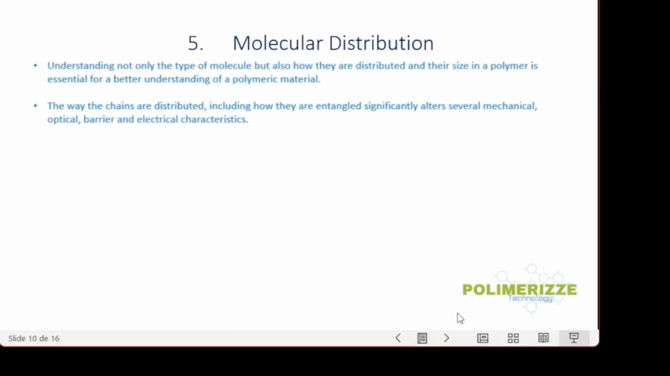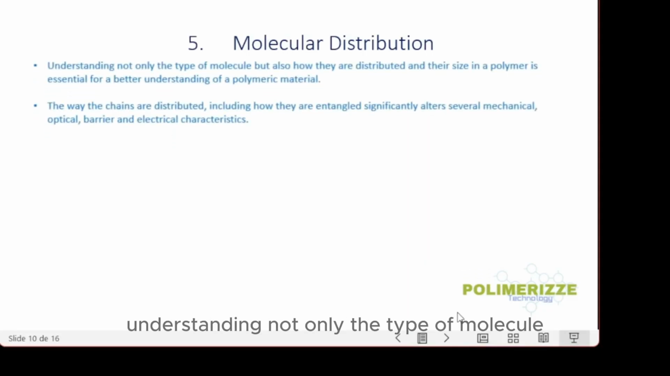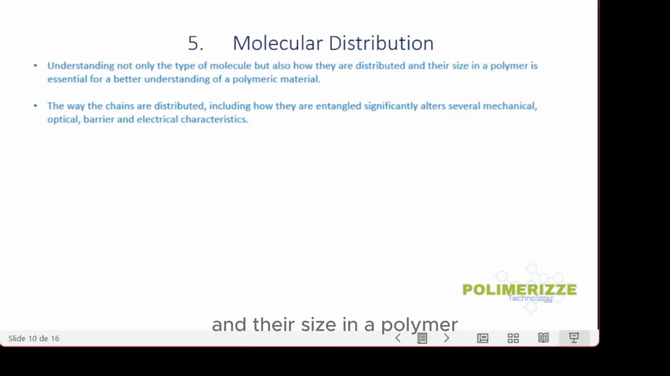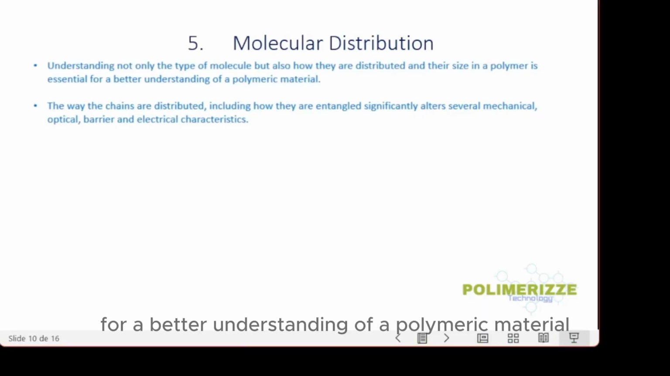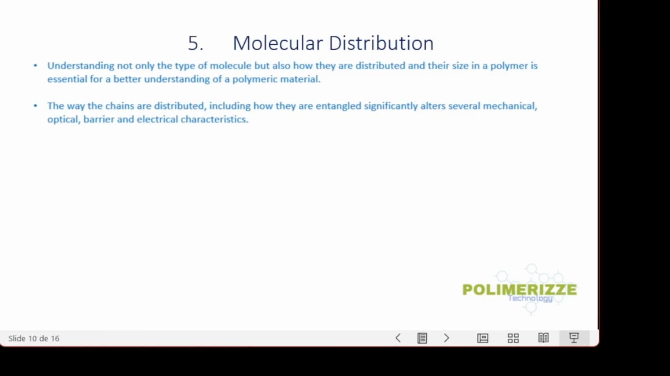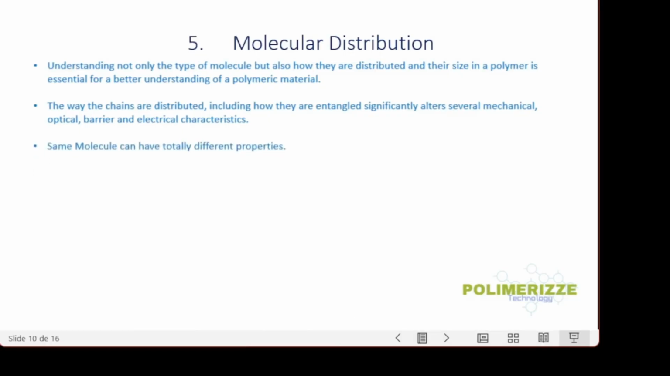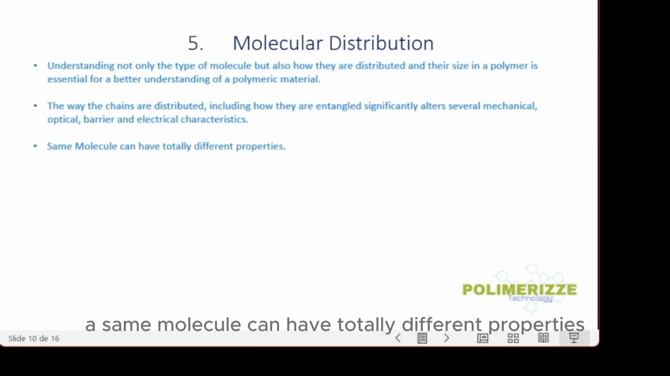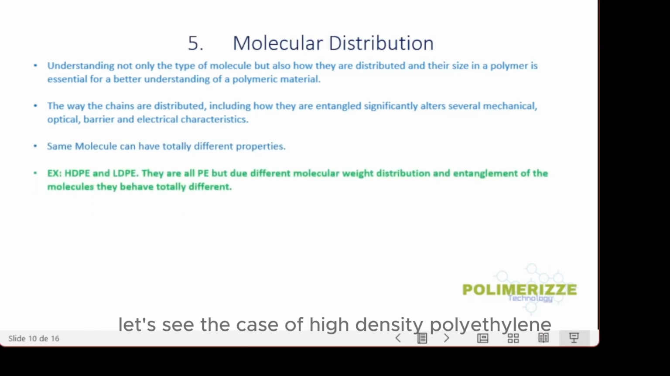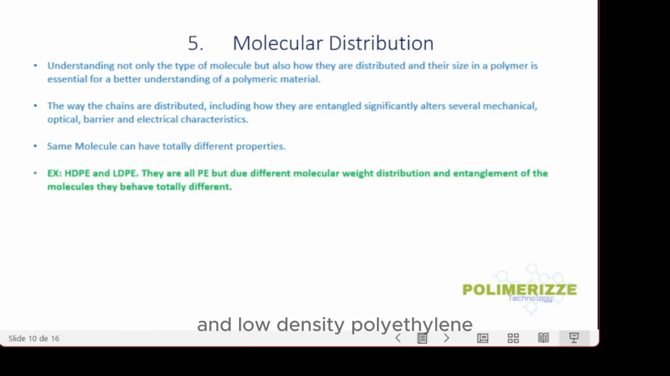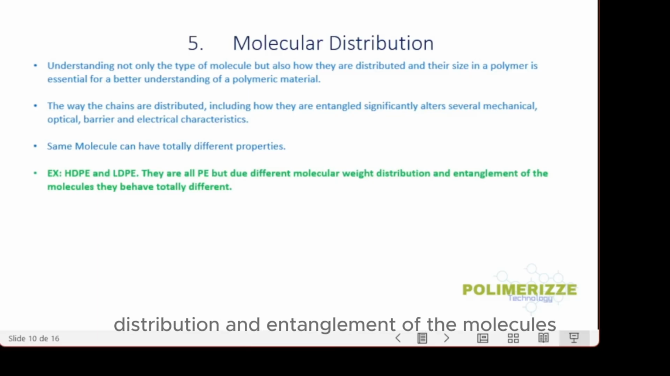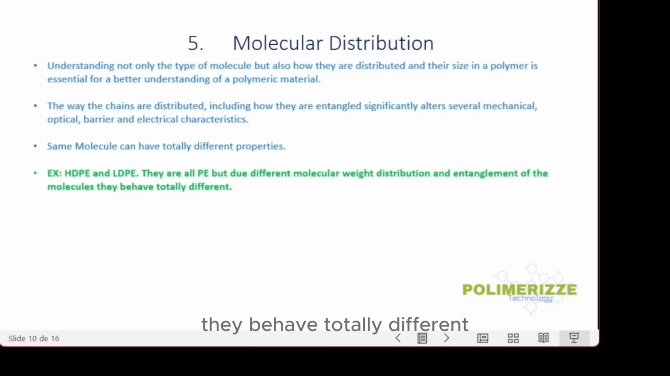Molecular distribution. Understanding not only the type of molecule, but also how they are distributed and their size in a polymer is essential for a better understanding of a polymeric material. The way the chains are distributed, including how they are entangled, significantly alters several mechanical, optical, barrier, and electrical characteristics. For example, the same molecule can have totally different properties. Let's see the case of high density polyethylene and low density polyethylene. They are all polyethylene, right? But due to different molecular weight distribution and entanglement of the molecules, they behave totally differently.